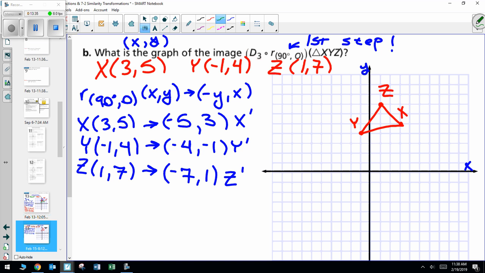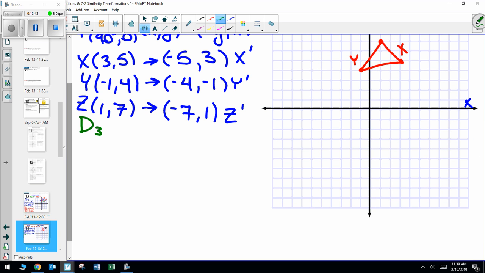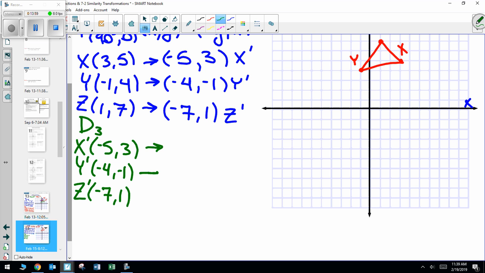Right? And then on those coordinate points, we're doing a dilation of 3. Okay, so I have my x prime that was at -5, 3. I have my y prime that was at -4, -1. And I have my z prime that was at -7, 1. If I'm dilating these by a factor of 3, what would my new coordinate pair be for x?